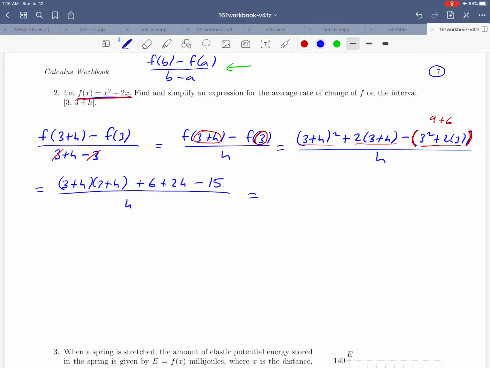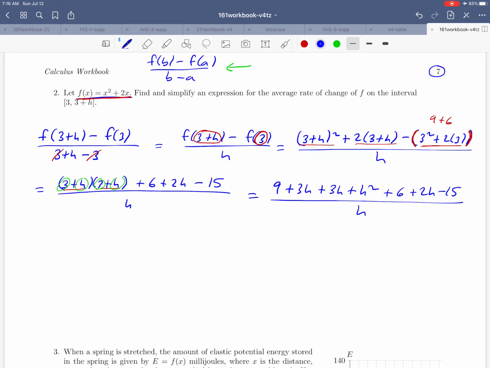Looking a little bit better, next thing we might do is to notice we're taking 3 plus h times itself. We can FOIL those two things. So that's going to be 3 times 3 is 9. And then the two outside terms, we've got a 3 times an h, that's going to be a 3h. And the two inside terms, that's h times 3 again. And then the two last terms, we're going to take h times itself and get h squared. Lots of stuff going on in the numerator there.